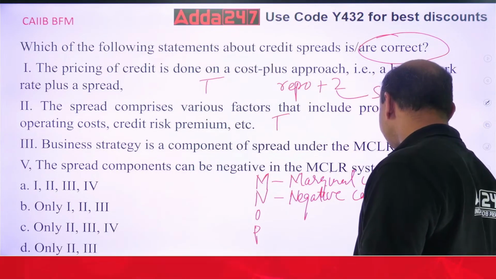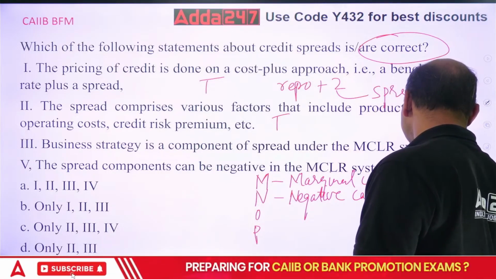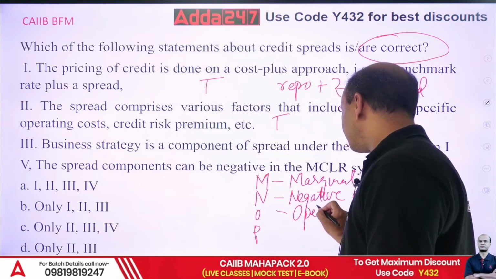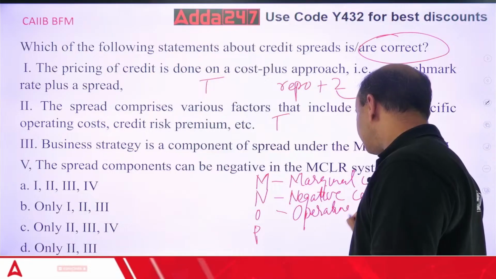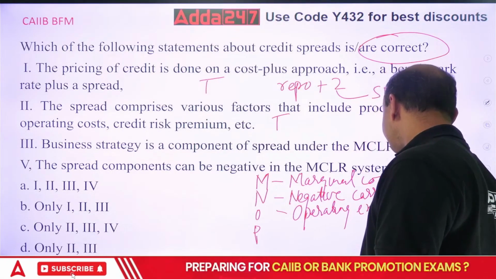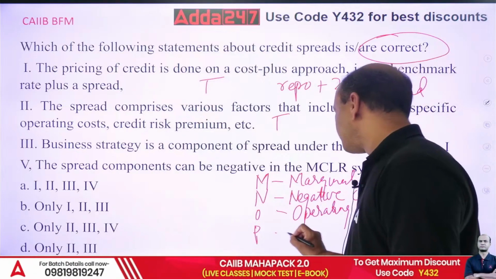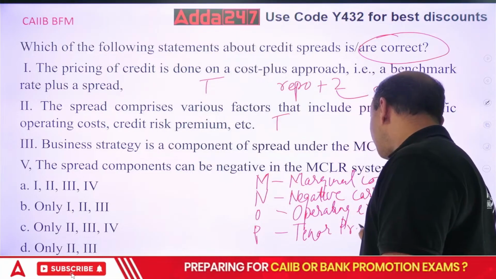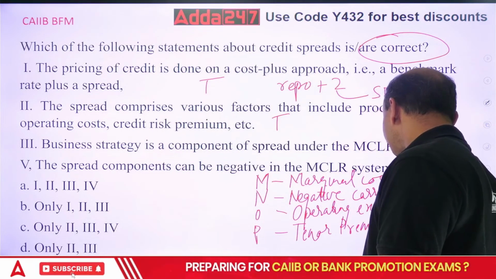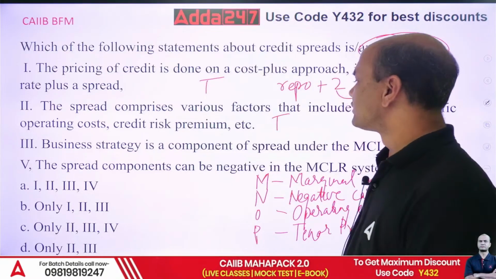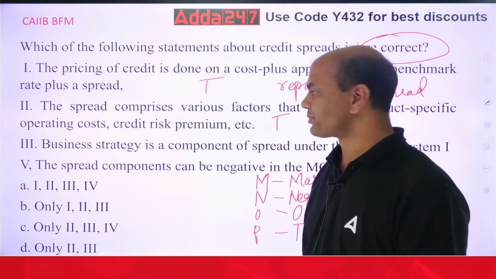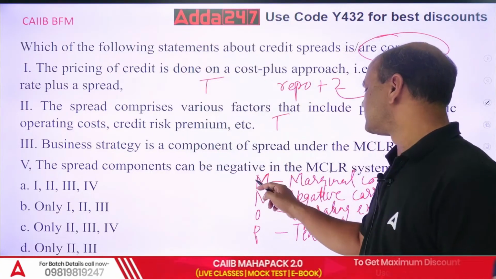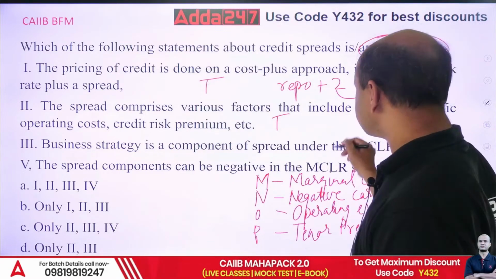It is specifically for CRR. O is operating expenses. Operating means your salaries, electricity bill, all these expenses. And P is tenor premium, which is for longer term loans. Kindly note, tenor premium is always for the longer term loans. So these are the 4 components of MCLR. So business strategy is a component of spread under MCLR, and this marginal cost is a spread. So this is also true.